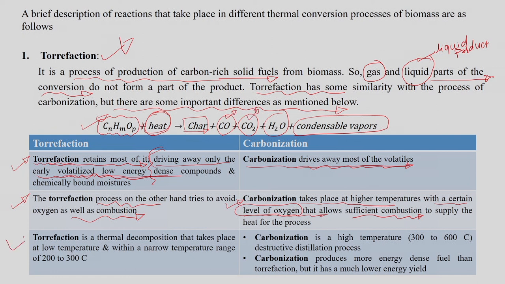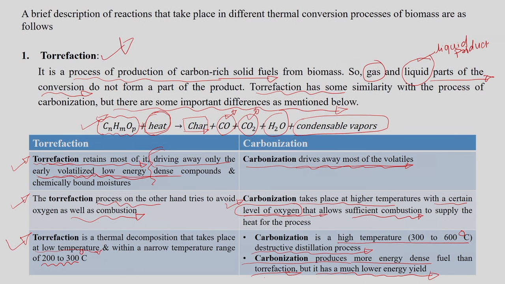Apart from that, the torrefaction process is a thermal decomposition of the biomass which takes place at low temperature, within a very narrow temperature range, which is just 200 to 300 degrees C. Whereas, in case of the carbonization process, the process is carried out in the high temperature range, that is 300 to 600 degrees Celsius, and this is regarded as a destructive distillation process as well. The carbonization process produces more energy dense fuel than the torrefaction, but it has much lower energy yield than that of the torrefaction process.